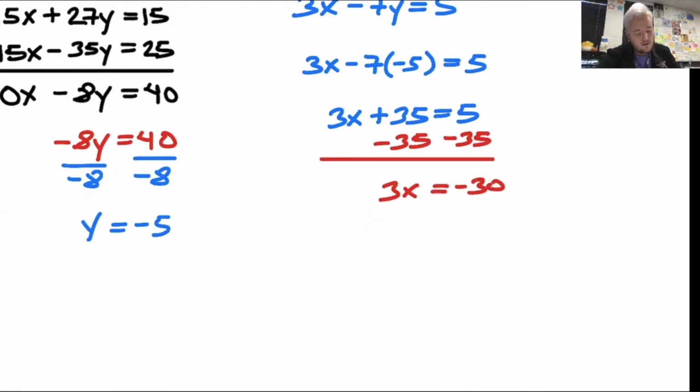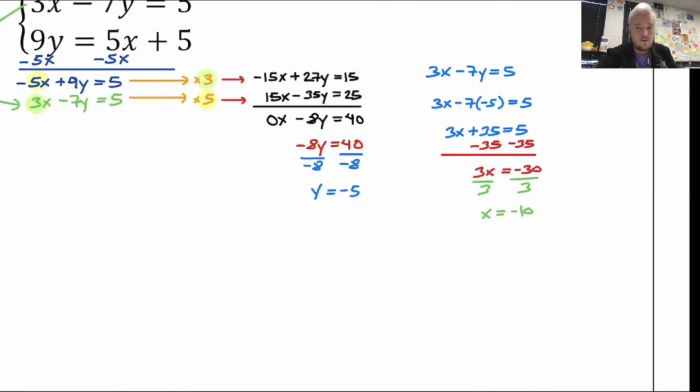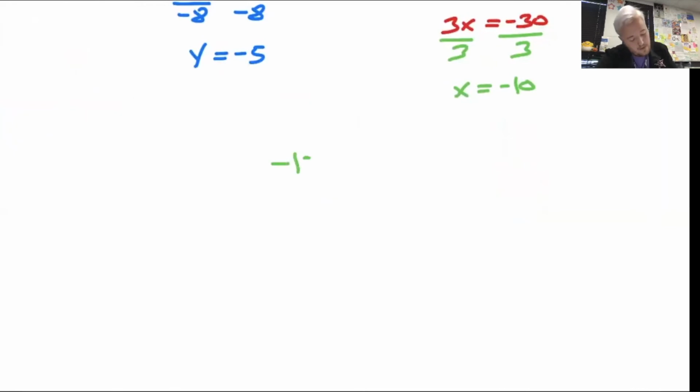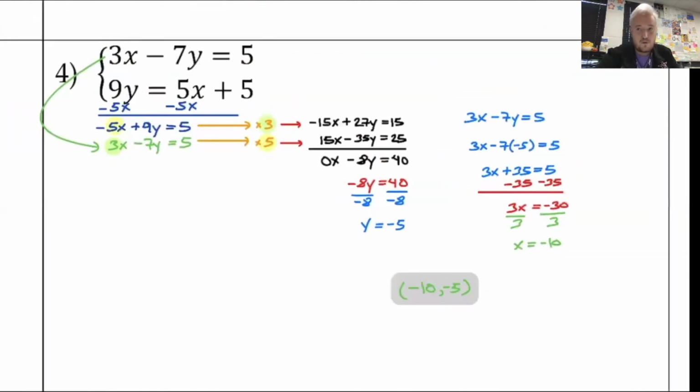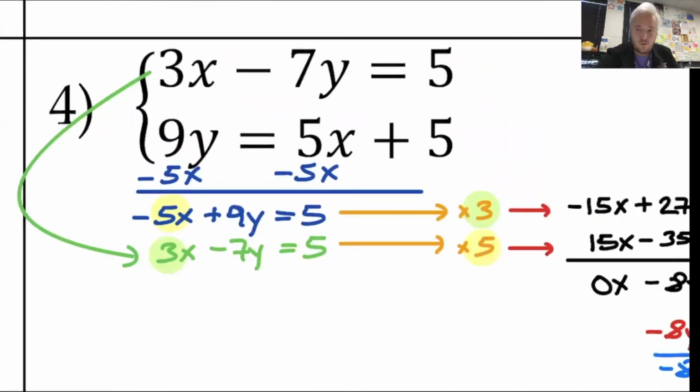All right, and now I want to divide by 3, which gives me an x value of negative 10. All right, so my coordinate here, I'm going to have negative 10, comma, negative 5. All right, so I will say, as you can probably see, these are going to be your more challenging elimination problems just because you have to multiply both of your equations by a value.